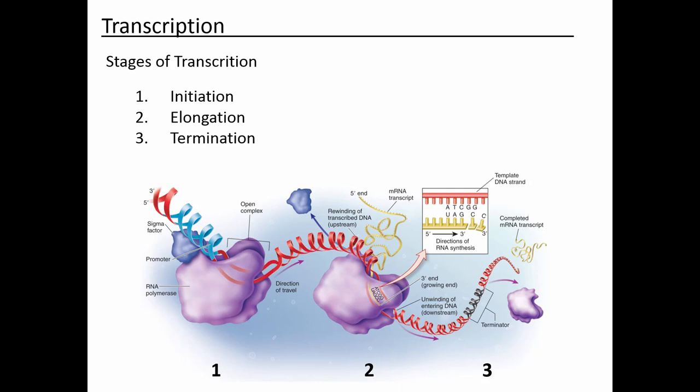Okay, and then in the termination stage, the RNA molecule is released. And then RNA polymerase detaches from the DNA. And then we said for bacteria, this is going to happen when RNA polymerase goes through the terminator.